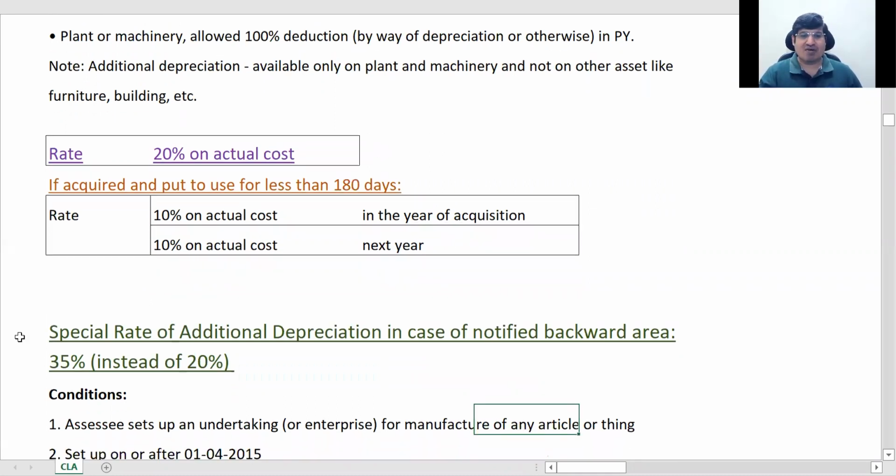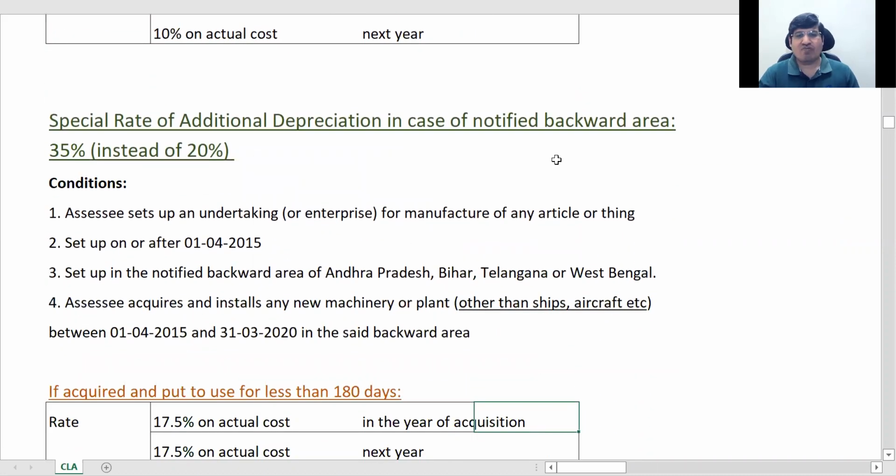Now along with this I want to tell you one more point. This is special rate of additional depreciation for notified backward area. For certain backward areas, in place of 20%, they are giving 35%. Okay. So again, all conditions are same. Manufacture or production of any article or thing. Okay. This is also available to electricity generators also. Okay. Same thing. Everything is same.